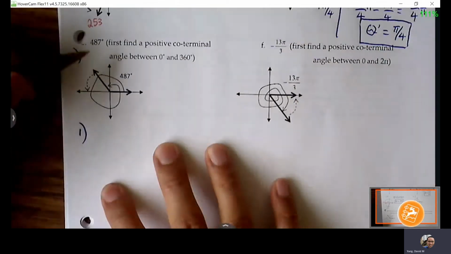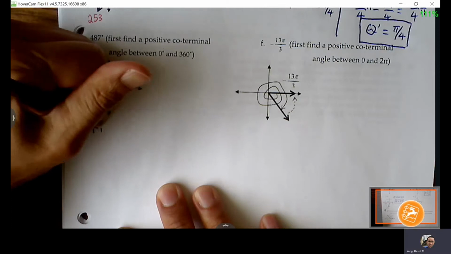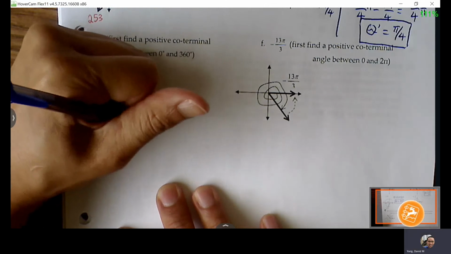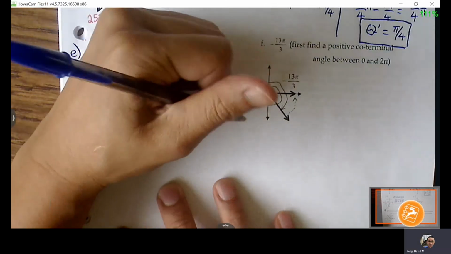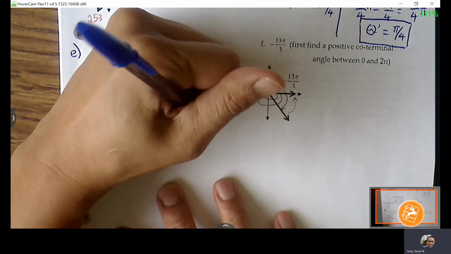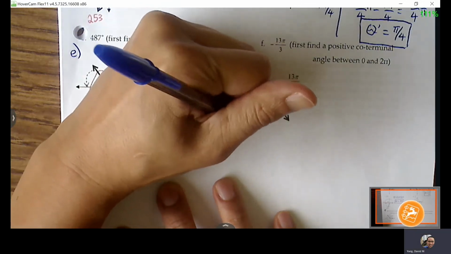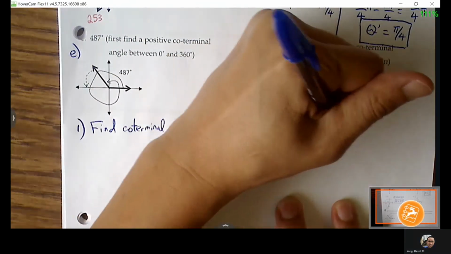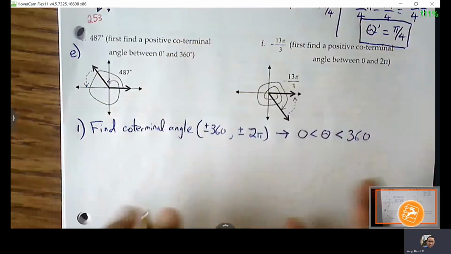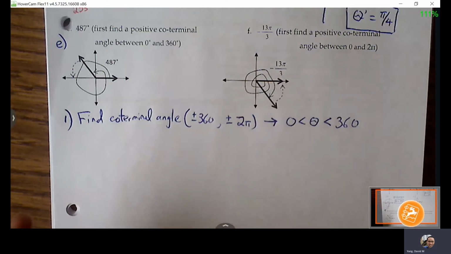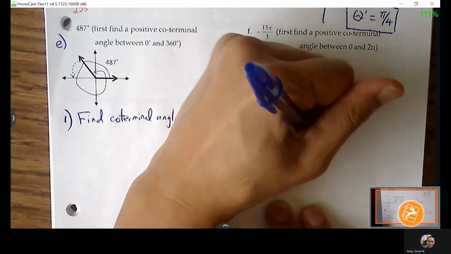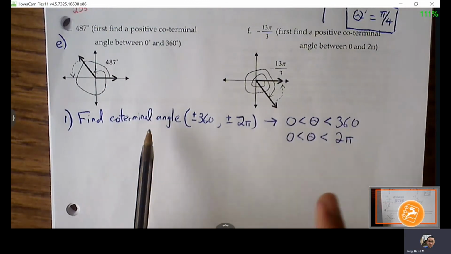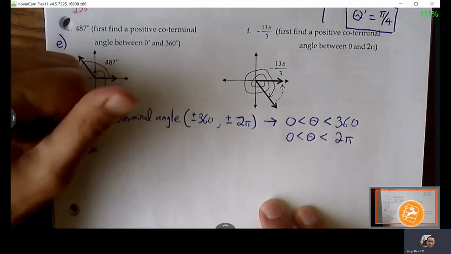So let me go through the steps here. If your angle is too large, find a coterminal angle first, one that you recognize or that you can place. So you're going to either add or subtract 360, or add or subtract 2 pi, until you get into the range where you can place that angle in the first, second, third, or fourth quadrant. Once you have that angle graphed and located, then you can focus on your reference angle.